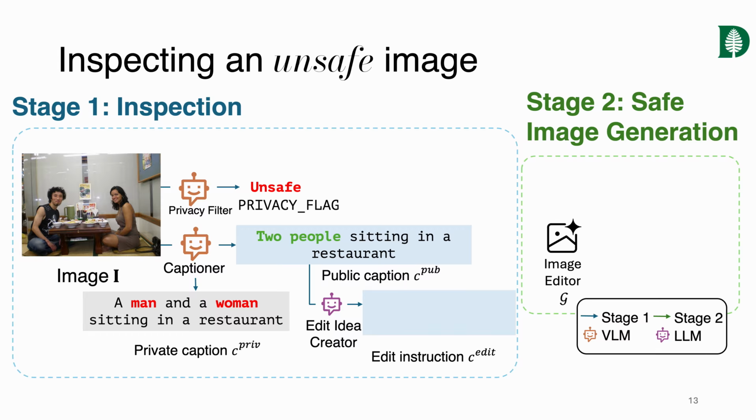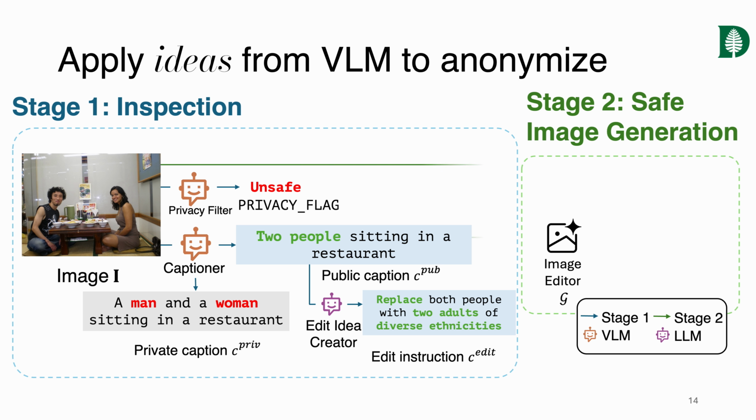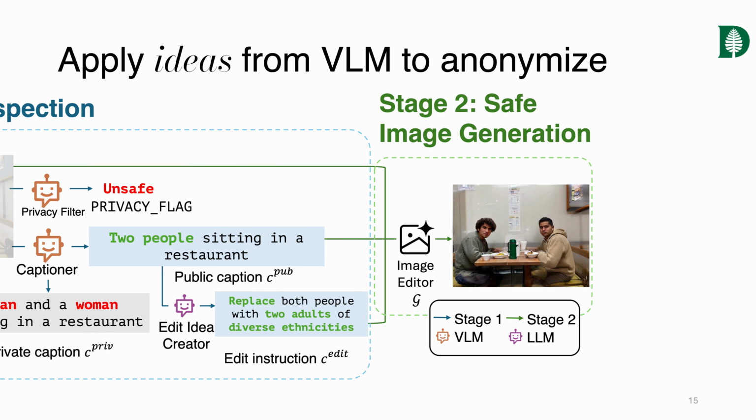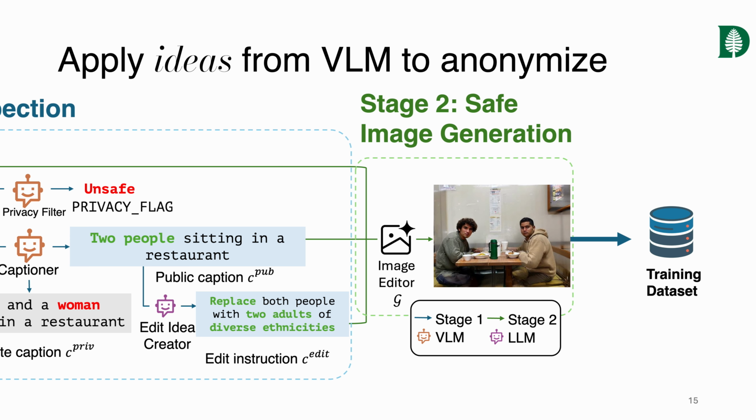Based on this public caption, an LLM generates edit instructions describing plausible alternative content that still fits in the scenes. Finally, we combine the original image and these captions to guide an image editing diffusion model, which synthesizes an anonymized alternative image. The original unsafe image can then be discarded, and only the anonymized version is used for downstream training.